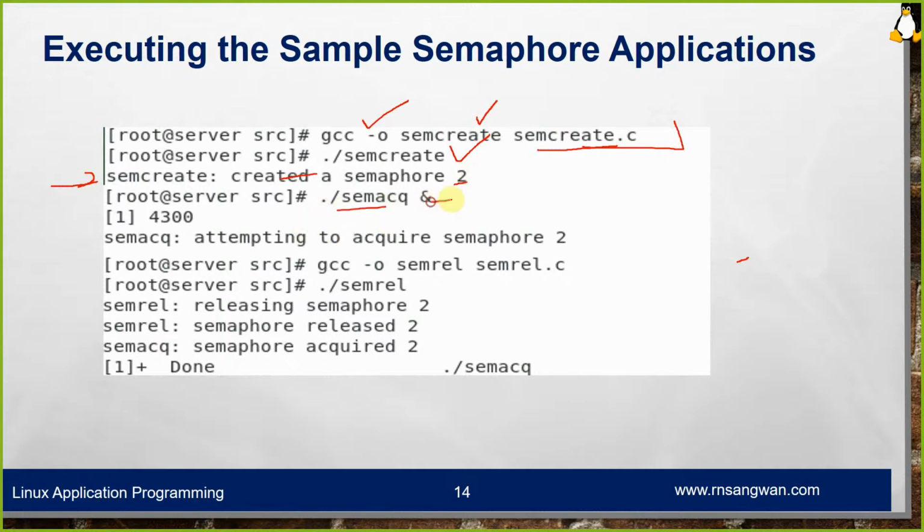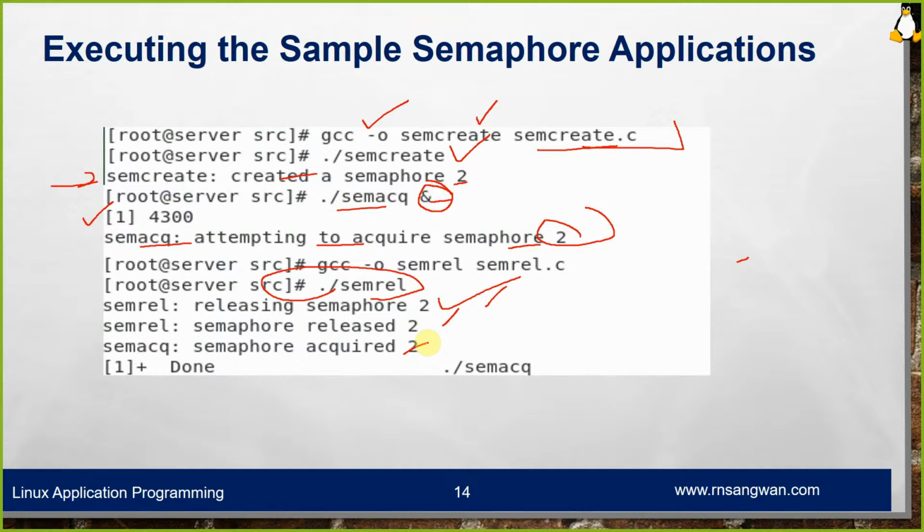Then semaphore acquire, ampersand sign. So we acquired one semaphore, attempting to acquire semaphore 2, we acquired it, and then we release the semaphore. So releasing semaphore 2, released, and semaphore 2 acquired, that is by another program. So that's the simple running of the code discussed so far. So 2-3 function calls, and the overall concept is easy to understand.